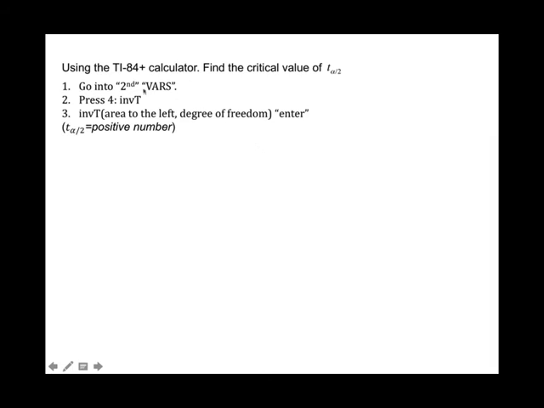So we're going to press second, then the bars, and you're going to find inverse t here. Inverse t, and then you need to put in two numbers: the area to the left, similar to the z distribution, and then a comma, and the degree of freedom. Again, degree of freedom is going to be n minus 1. And then look at the positive number. Your positive number here will be your critical value. I will show you how to use the calculator with this example.